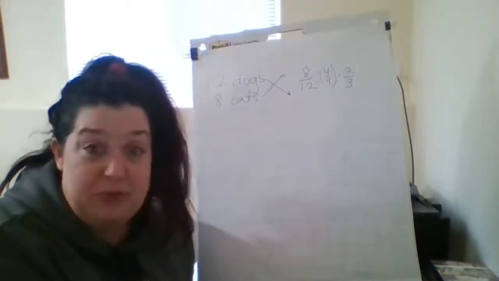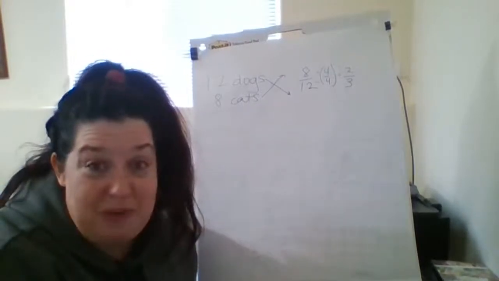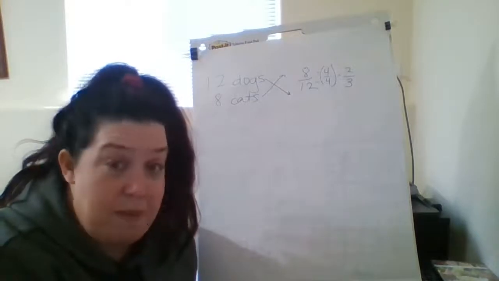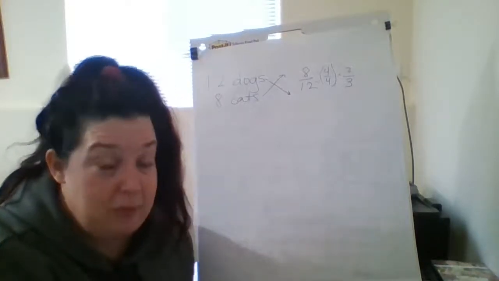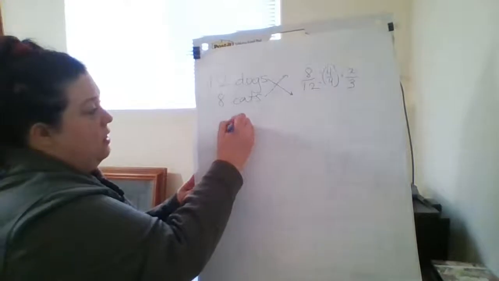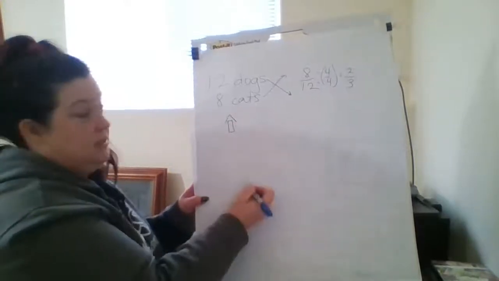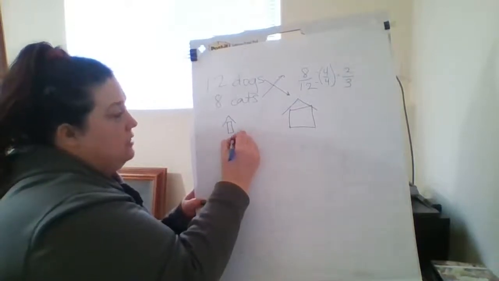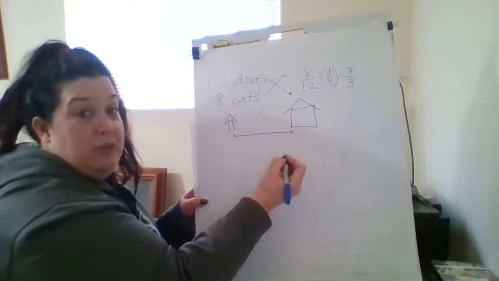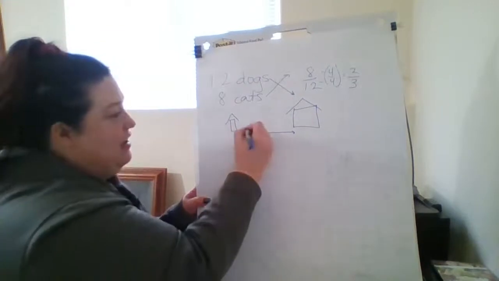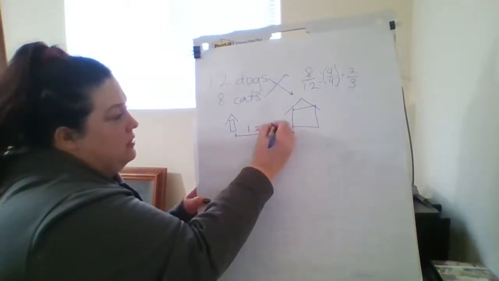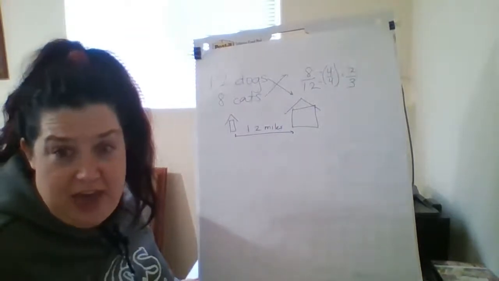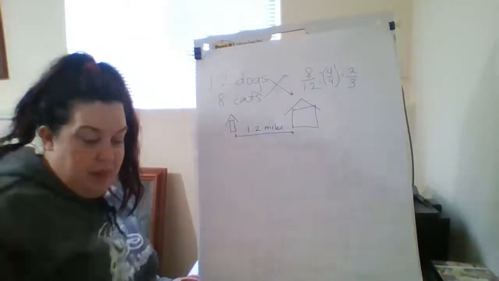Let's look at number 3. Juan lives 1.2 miles from school. How far does he travel going from home to school and then back home again? Okay, so here's Juan's house. Here's school. From his house to school, what information did they give us? 1.2 miles.